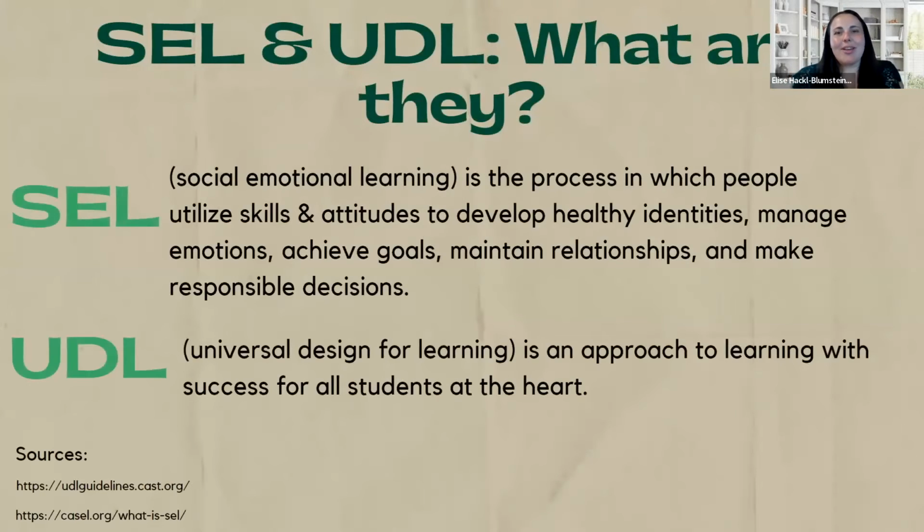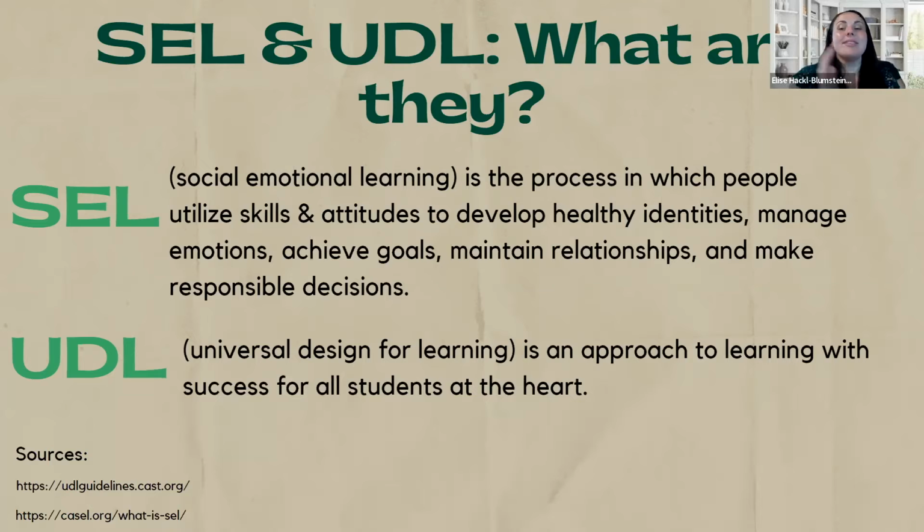So social emotional learning, we know it's the process in which people utilize skills or attitudes to develop healthy identities, manage emotions, achieve goals, maintain relationships, and make responsible decisions. So this is really three main areas. It's that identity piece, who we are, right? It's that belonging piece, maintaining those relationships, and then that decision making, that third element, responsible decision making. And these are things that we do often as music teachers when we're working in ensembles. We have to understand who we are and understand our part in relation to other people. This is a natural thing that we do in music.